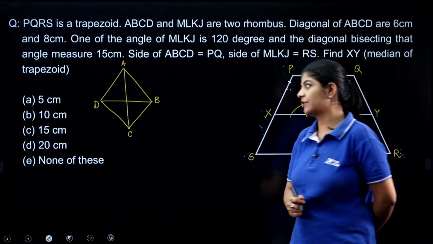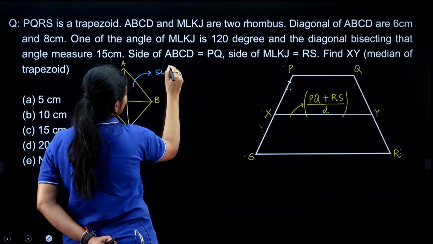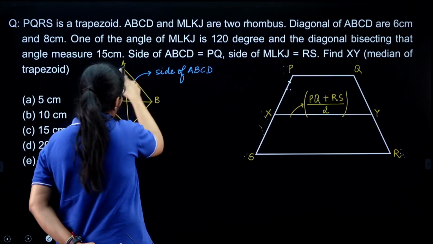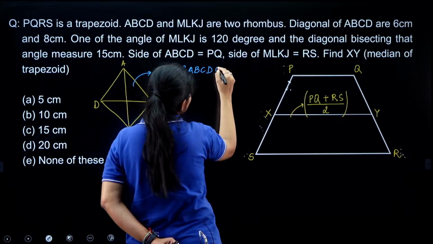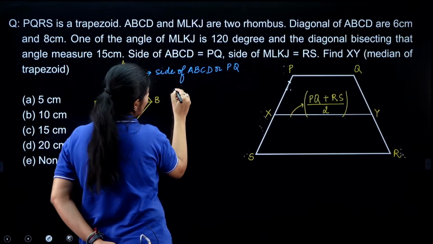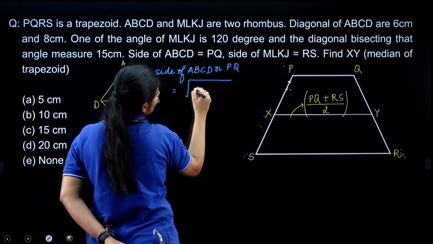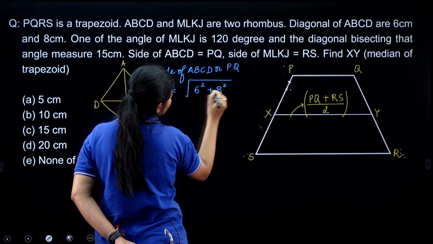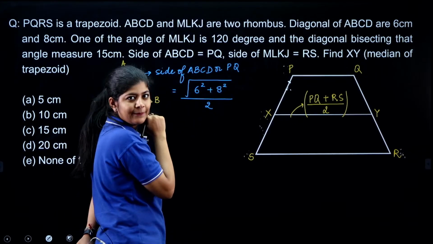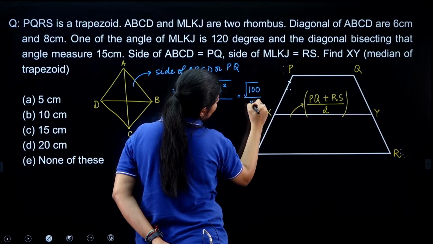Very good Radhe, very good Rani. So with the help of this diagonal detail, we can say that the side of ABCD, of this particular rhombus, or we can say PQ, because both of these are equal, can be calculated as square root of the squares of both the diagonals divided by 2. Here we get 36 plus 64. Ultimately we are getting square root of 100, and we need to divide it by 2.